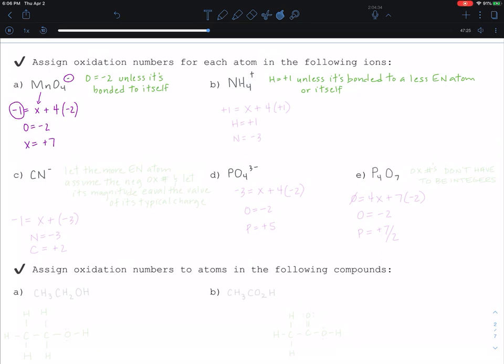So now I see that I've got a positive one charge for this whole ion. So plus one, that's going to be the whole thing. And then the sum of its parts, well, we don't know what nitrogen is, so we're going to call it X. And to that, we are going to add four hydrogens, each one in a positive one oxidation state. So the hydrogen, we know, is positive one, each one of those. The oxidation state of the nitrogen has to be negative 4 plus 1, so negative 3.